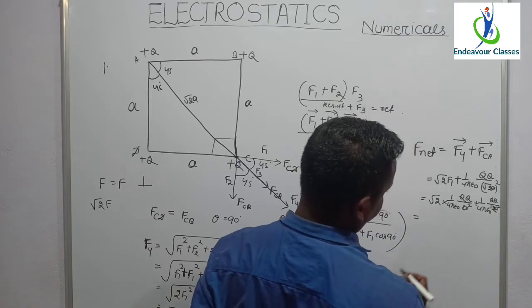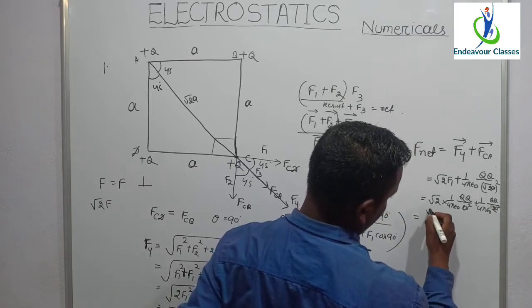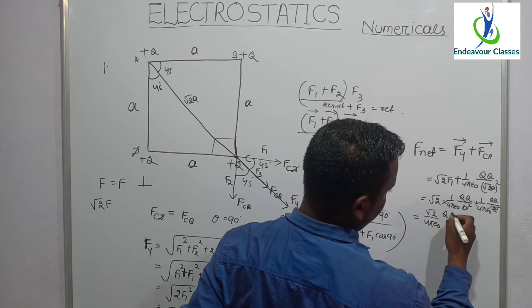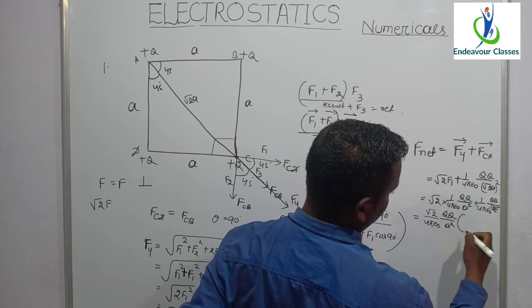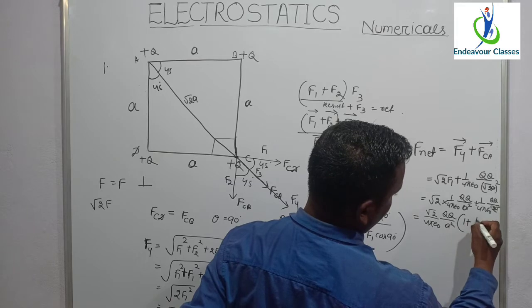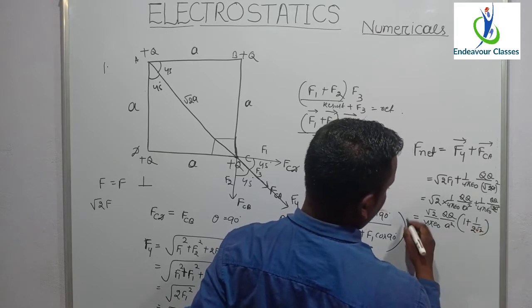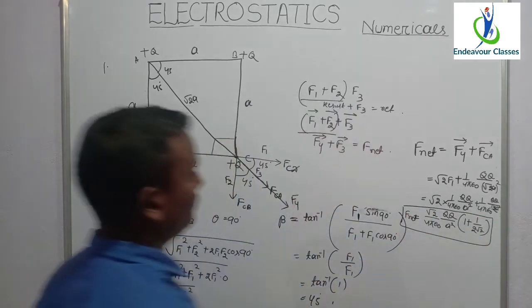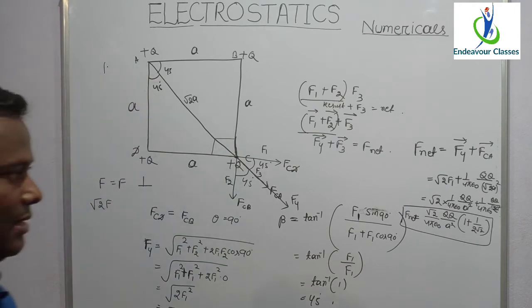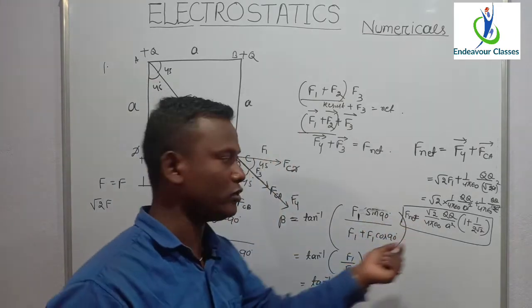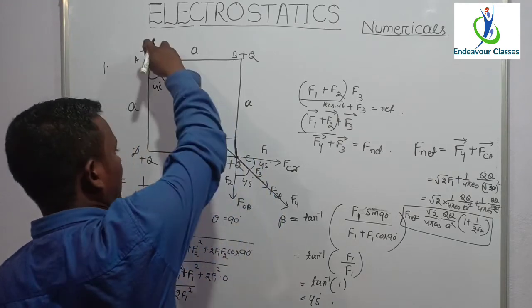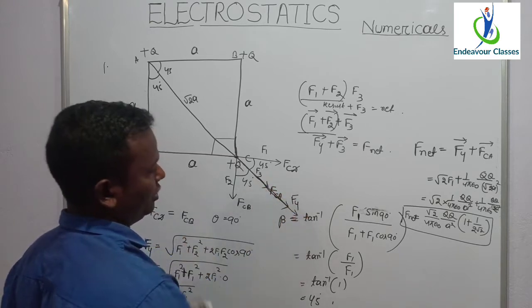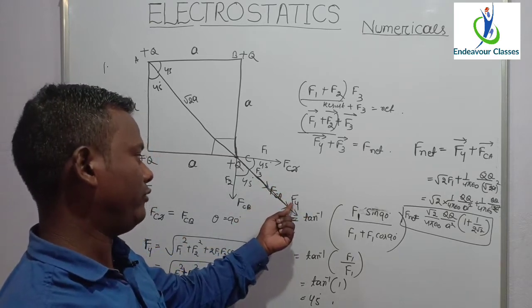So if we take root 2 by 4 pi epsilon naught Q Q by a square common, that will be 1 plus 1 by 2 root 2. So this is the F net, that means the net force acting on this plus Q due to the rest 3 charges, and the direction of this resultant or net force will be along the same AC. That means this will go along this line as well, along the line of F4 and FCA.